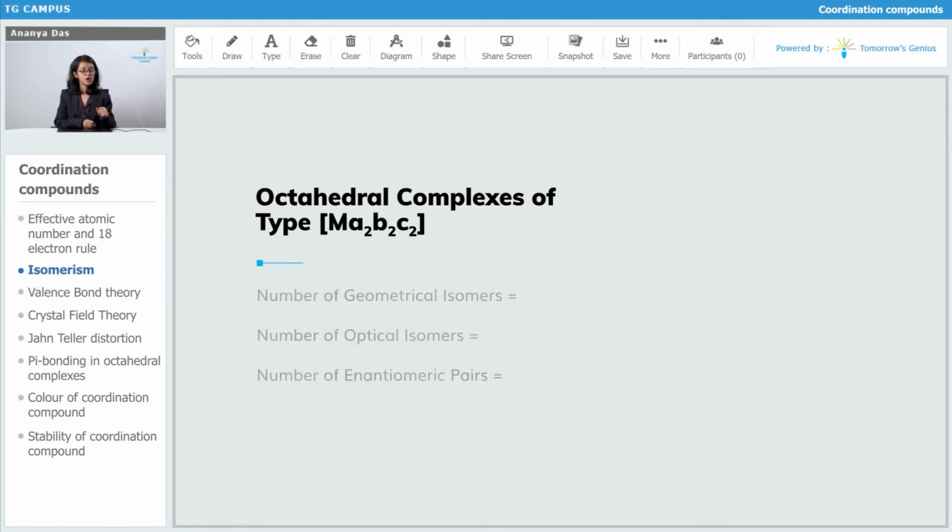Next is the number of enantiomeric pairs. So again, first of all, you fill in the details, you already know. And the number of enantiomeric pairs is equal to the number of optical isomers divided by 2. So that will be 1.